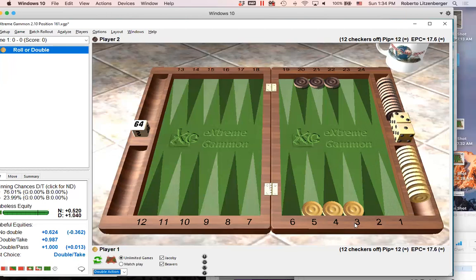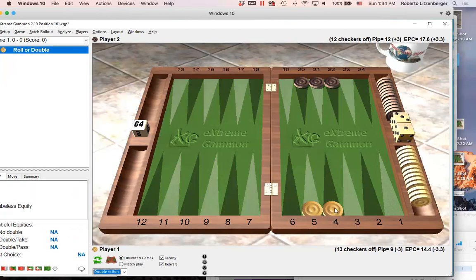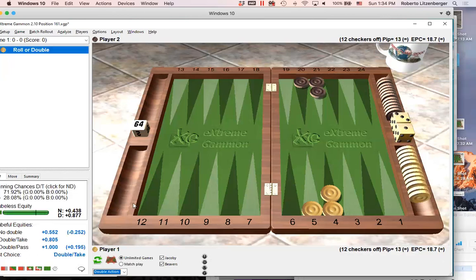It is going to be a take. So if 5-4-3 is a take, then 5 and 2 on the 4, or further back, is going to be a huge take, for example.